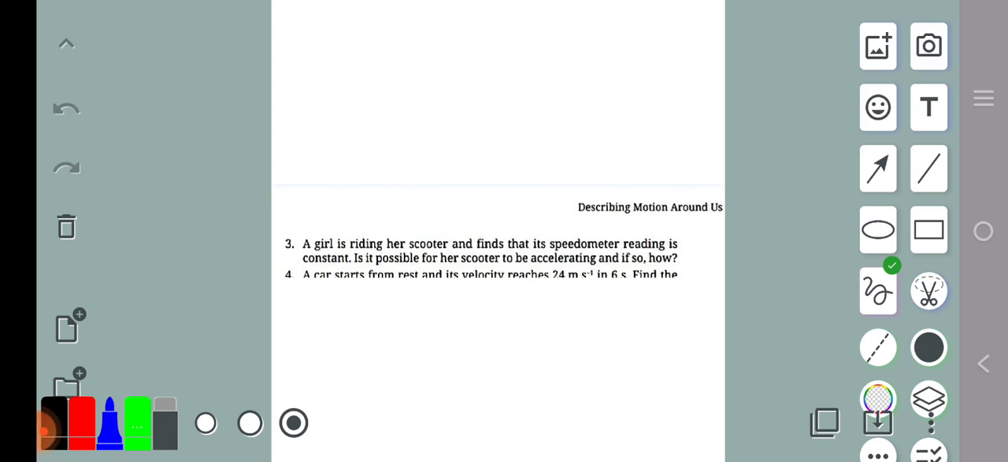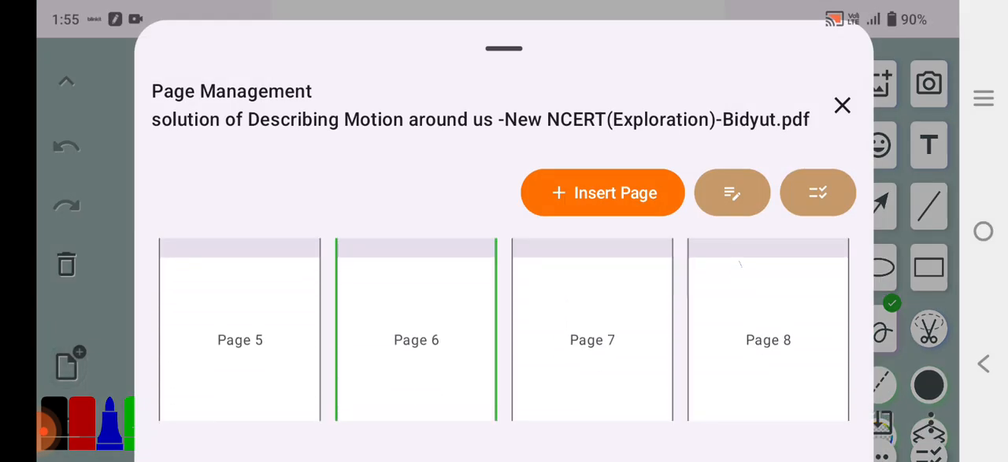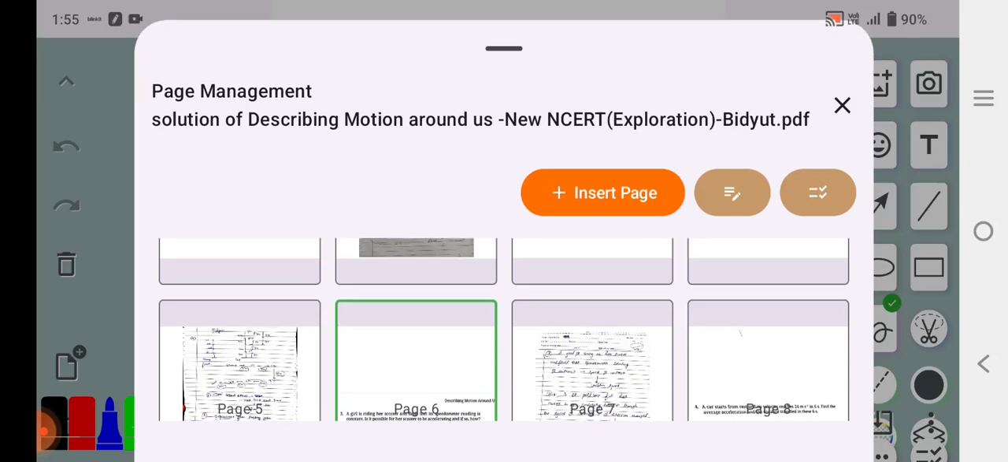So today we are going to solve question 3. What is question 3 telling of describing motion around us? A girl is riding her scooter and finds that its speedometer reading is constant. Is it possible for her scooter to be accelerating, and if so, how? So what they're asking, now let's come to the solution page.